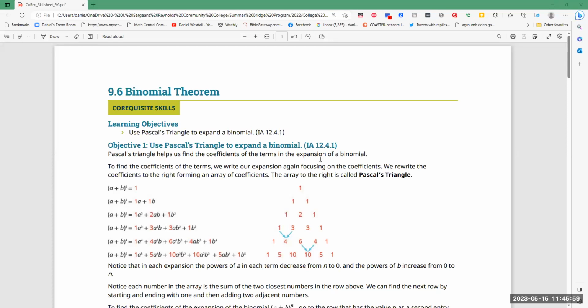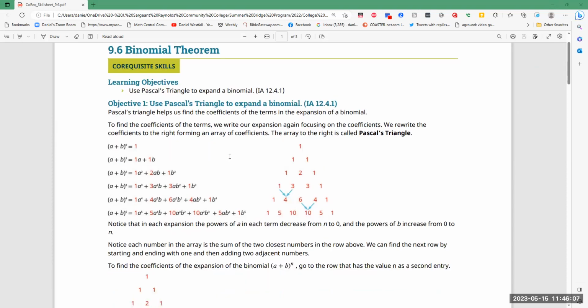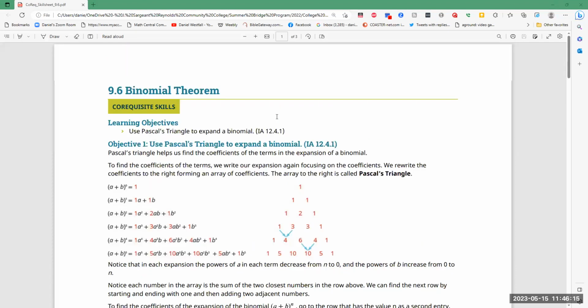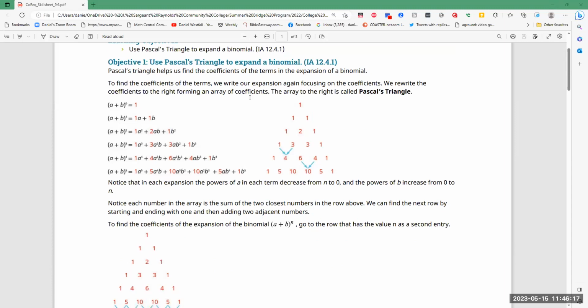So let's go ahead and talk about today's co-requisite skills. So let's first use Pascal's triangle to expand a binomial. Pascal's triangle helps us find the coefficients of the terms in the expansion of a binomial. To find the coefficients of the terms, we write our expansion focusing on the coefficients. We rewrite the coefficients to the right. This is the red numbers here, forming an array of coefficients. This is the triangle over here. The array is called Pascal's triangle.